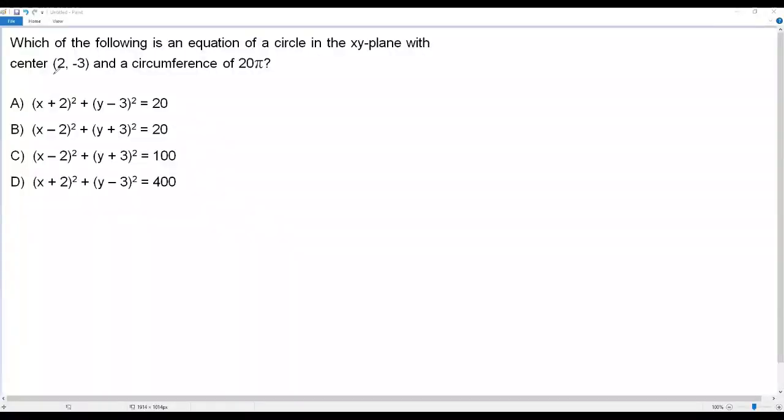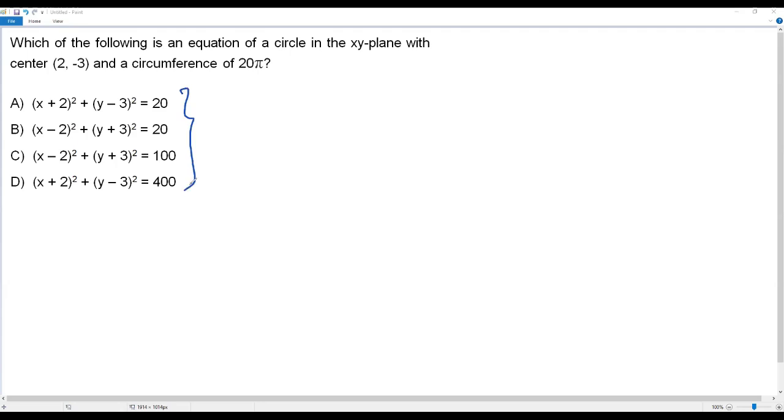Here we have a SAT math question. Okay, let's go with the information. Which of the following is an equation of a circle in the xy plane with center (2, -3) and a circumference of 20 pi? So we have the center of the circle (2, -3) and the circumference of the circle, which is 20 pi. We have to find the equation of the circle.